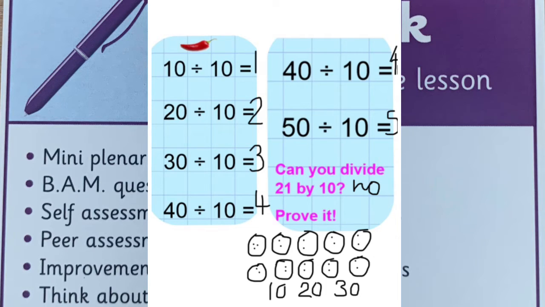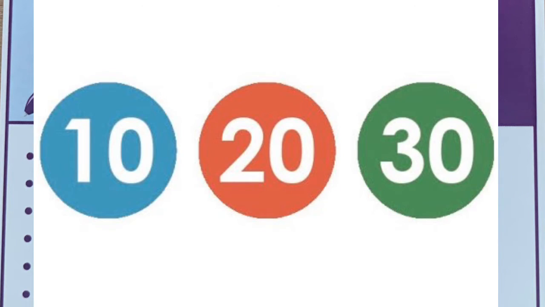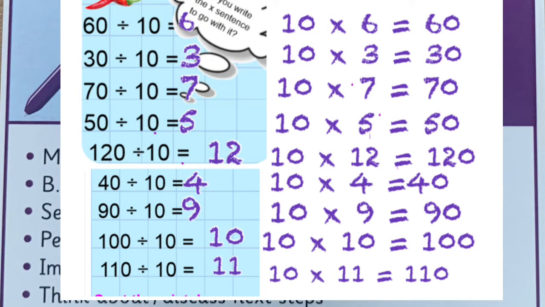And I've drawn the circles there to remind you. So there should be one circle with 3 in and the others have got 2. So there are not equal groups. And then we've counted in 10s to check. 10, 20, 30. Next, Chili Challenge 2.